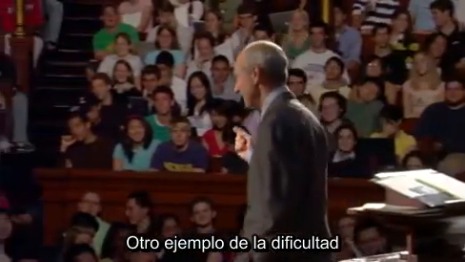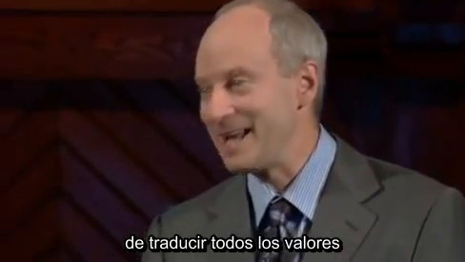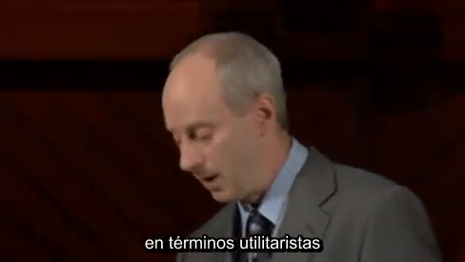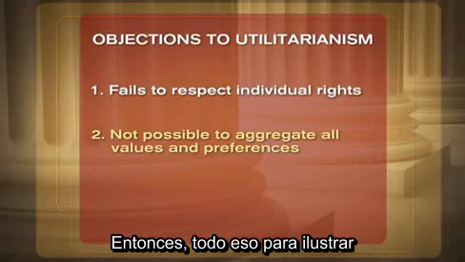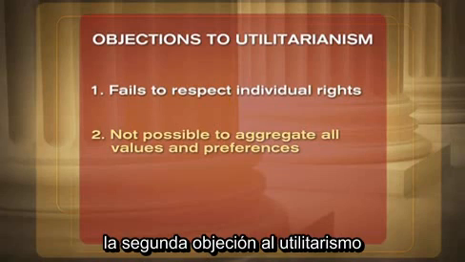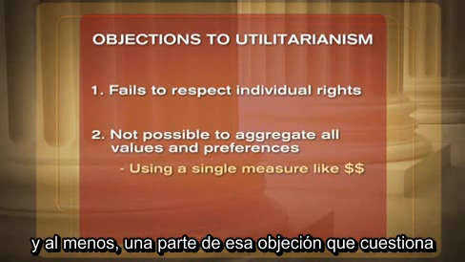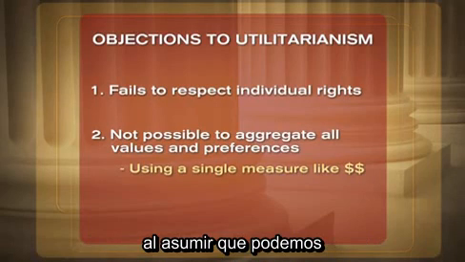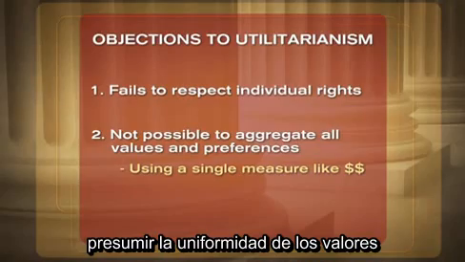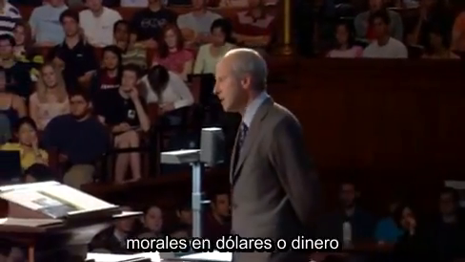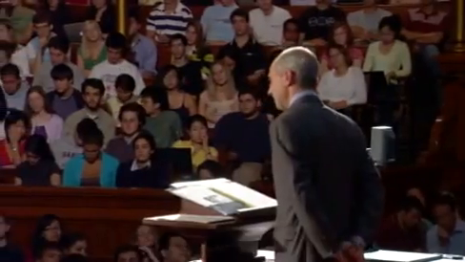Another illustration of the difficulty of translating all values, in this case a certain idea of virtue, into utilitarian terms. So that's all to illustrate the second objection to utilitarianism, at least the part of that objection that questions whether utilitarianism is right to assume the uniformity of value, the commensurability of all values, and translate all moral considerations into dollars or money.